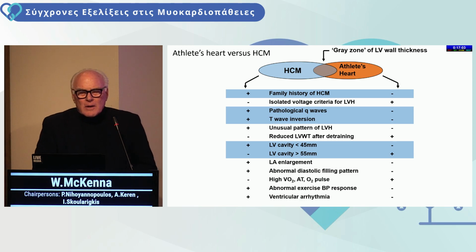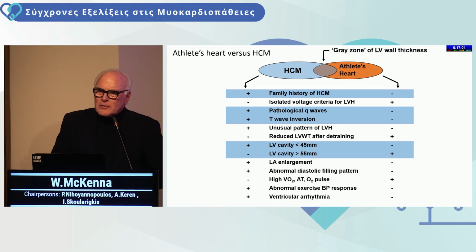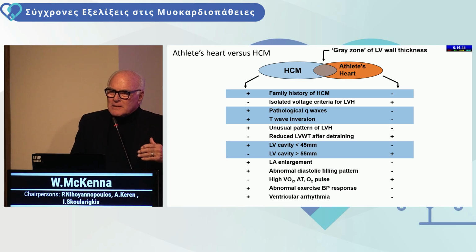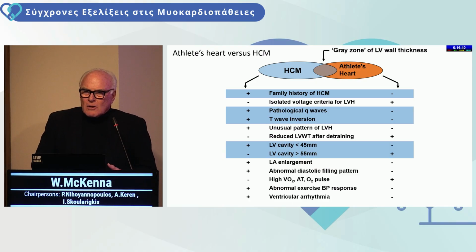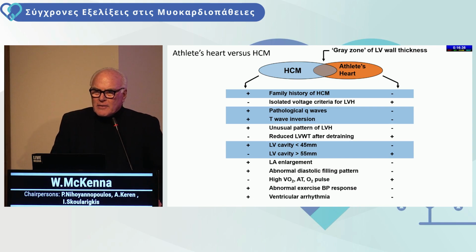And very importantly, why does an athlete develop hypertrophy? It's a compensatory mechanism in relation to the increased volume, which is there to increase stroke volume and cardiac output. So the hypertrophy is a positive measure. In contrast, in hypertrophic cardiomyopathy, the hypertrophy is at the expense of the cavity. So there's a big difference in diastolic volumes in the left ventricle. But you should quite easily be able to pull this together from simple tests that we all have.